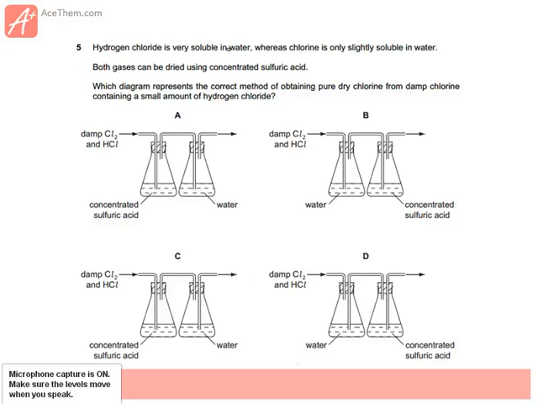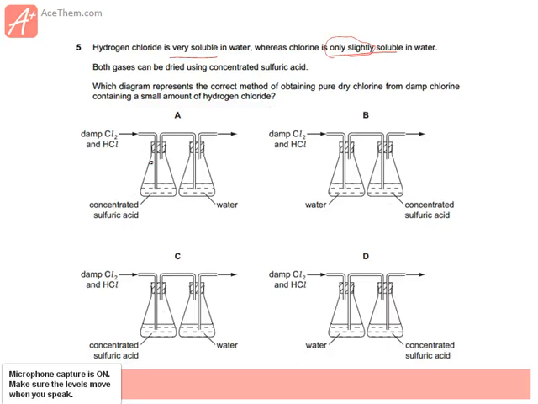Hydrogen chloride is very soluble in water, whereas chlorine is only slightly soluble in water. Both gases can be dried using concentrated sulfuric acid. Which diagram represents the correct method of obtaining pure dry chlorine from damp chlorine containing a small amount of hydrogen chloride? Then we have a look at the answers.